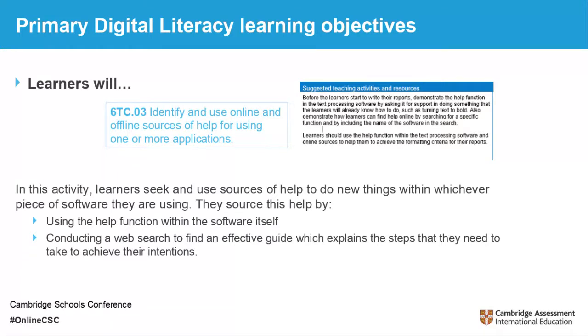Therefore, another key tool for a digitally literate individual is knowing that these sources of help are available and knowing how to find them. In this particular stage 6 activity, learners will be discovering how to solve problems with the text processing software that they are using. But as an adult, I have personal experience of using a similar approach when wanting to do new things with spreadsheets and when solving problems during live meetings, such as, for example, being able to give another participant the control of my screen.